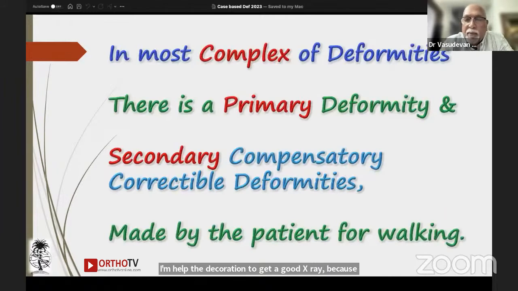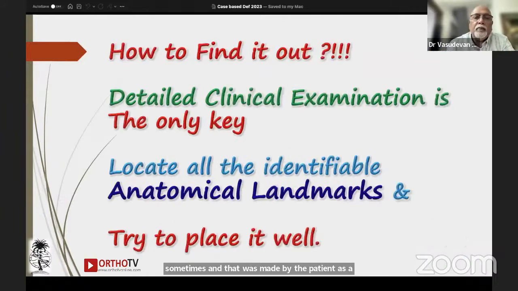In most complex deformities, as Hemant was mentioning, there is a primary deformity, the real deformity, and a secondary compensatory deformity, which may or may not be correctable. That was made by the patient as a compensation for the primary deformity for walking. So how to find it out? Again, as Hemant mentioned, there is nothing to substitute a detailed clinical examination. And that is the only key.